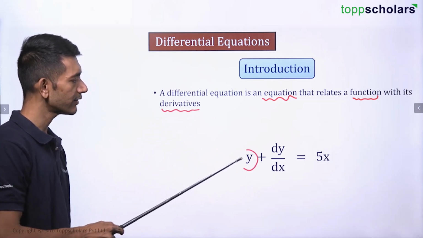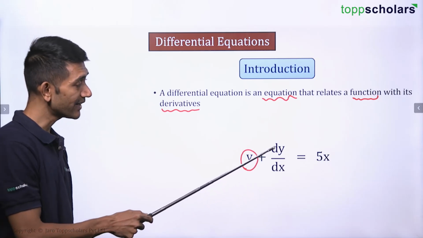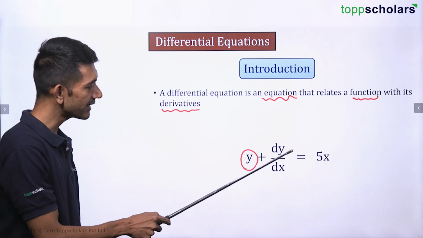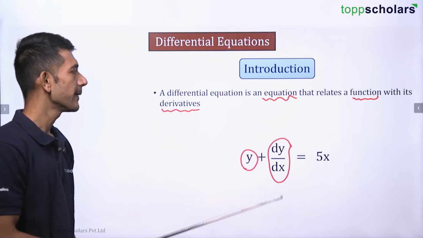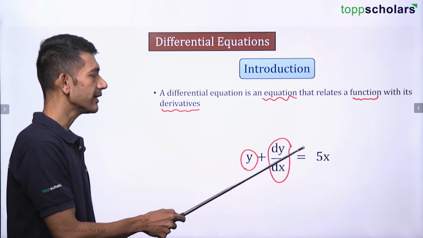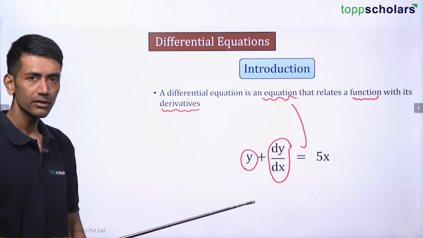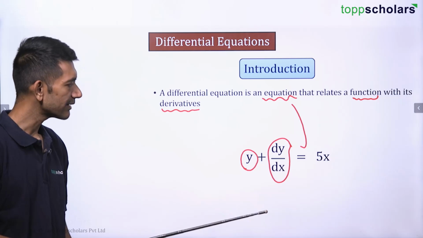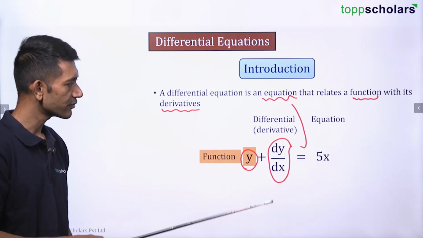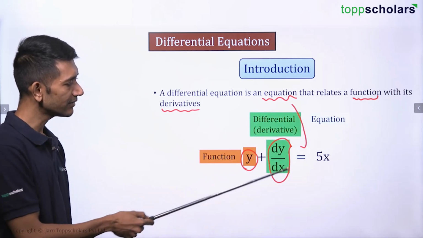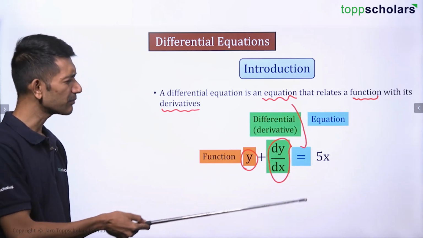So let us see. Can I say y is a function? Yes. Here we have dy by dx. So can I say we have a function with its derivative, that is dy by dx? Then also we have equality, that is the equal to symbol. So yes, this is a differential equation. The conditions are satisfied. So the function is y, the derivative is dy by dx, and the equation is the equality, right? And then you have something on the right hand side.